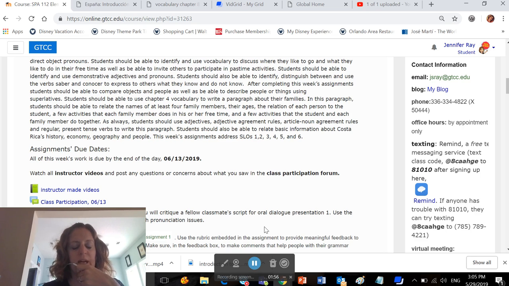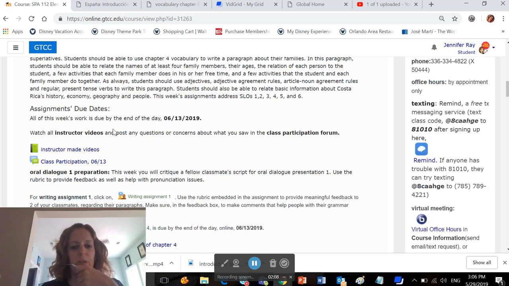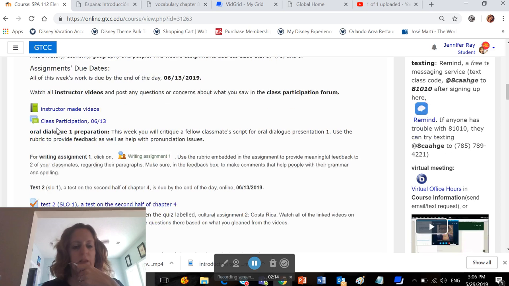As always, you should use adjectives, adjective agreement rules, article-noun agreement rules, and regular present tense verbs to write this paragraph. You should also be able to relate basic information about Costa Rica's history, economy, and geography and people. This week's assignments address student learning outcomes 1, 2, 3, 4, 5, and 6. The assignments are due on the 13th.